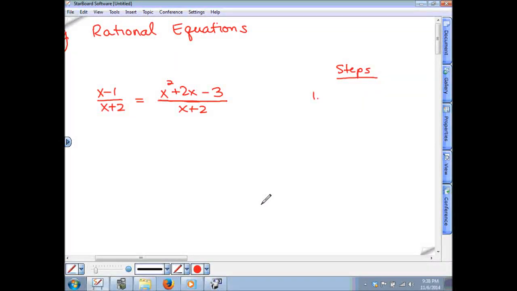Step 1 is to make all denominators the same. You want every denominator to be the same. In this case, for this example, they already are. We have an x plus 2 over here and an x plus 2 over here. So we really don't need to make all denominators the same on this problem. But sometimes you are going to have to get them to be the same.